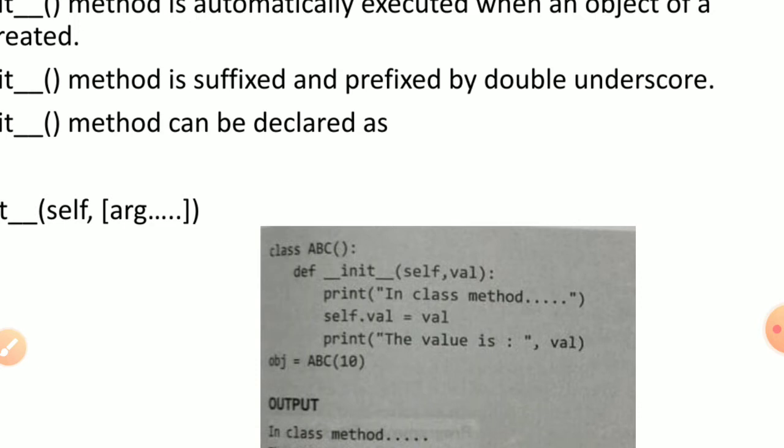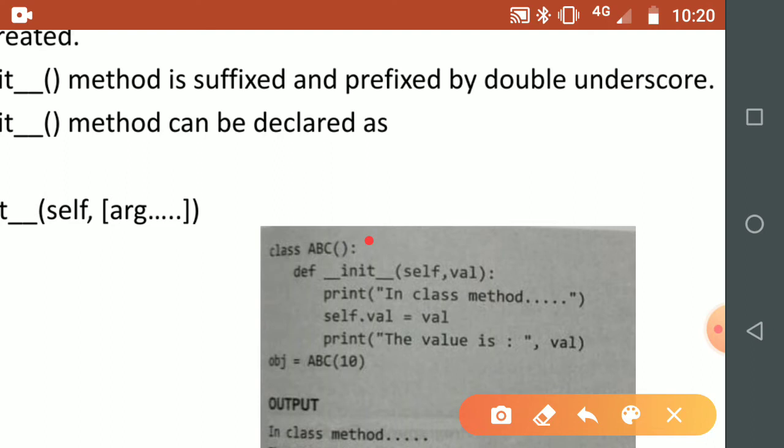So if you observe this program, there is an ABC class, and in that ABC class there is an init method, and outside the class ABC I have created the object obj by passing one parameter, 10. So once we create the object of our class, that init method will get called automatically. As soon as I create the object, the init method starts executing. During the object creation I have passed one parameter, 10. That 10 will get caught by this val variable, which is the first variable immediately after the self.